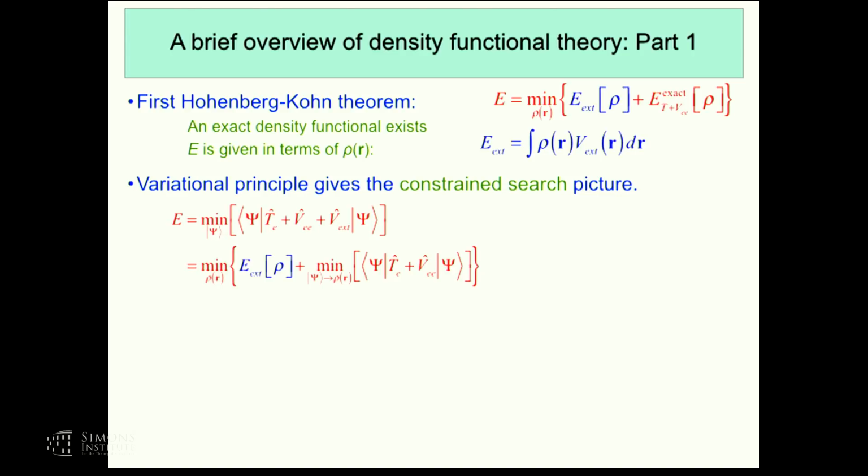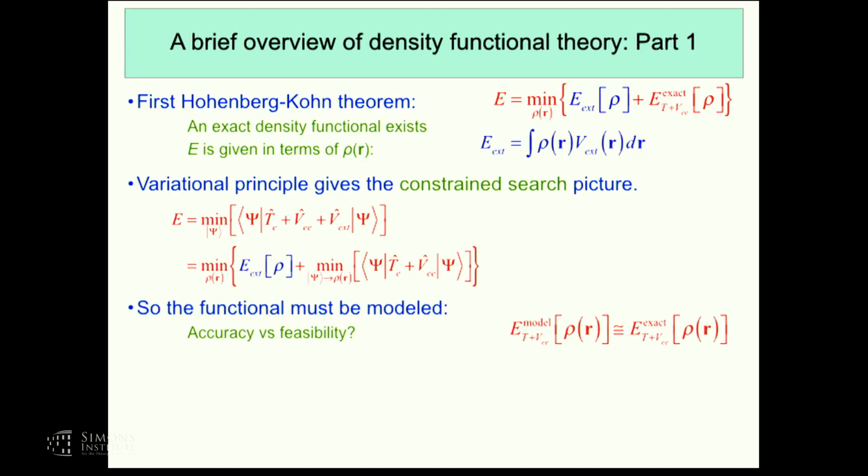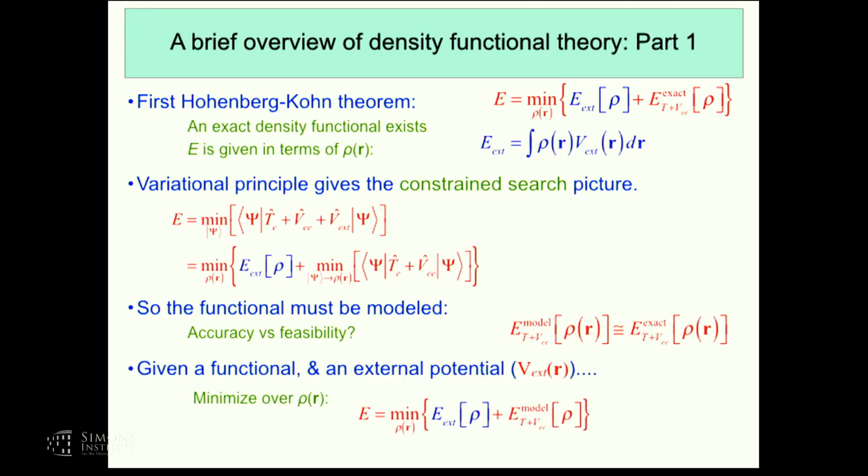So that tells us two things. First, a comforting theorem, you can do it. Second, we don't want the exact functional. We can't afford it. That would be worse than solving the full many-body problem. So actually what we want are things that are wrong, just not too wrong. Okay, so we are going to model a functional. We trade off accuracy against feasibility, and then in principle minimize over rho of r once we've made a model functional.